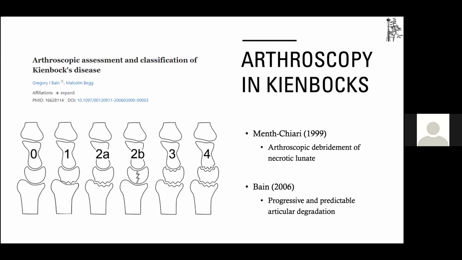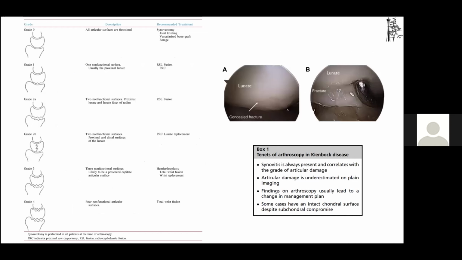At this point, again, we're sort of comparable with the Lichtman staging for suggesting the development of pancarpal arthrosis. He also recommended different treatment modalities based on the stage as determined arthroscopically, and published these tenets of arthroscopy in Kienbock disease, which consist of recognition that synovitis is nearly always present and correlates with the degree of articular cartilage degradation, and that articular cartilage degradation is often underappreciated on imaging studies, such that arthroscopy tends to change the management plan.